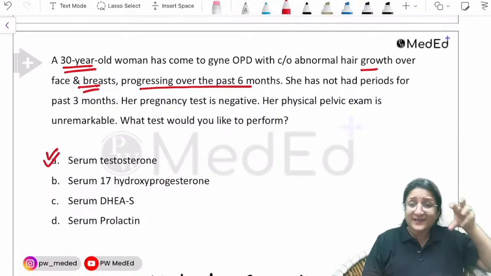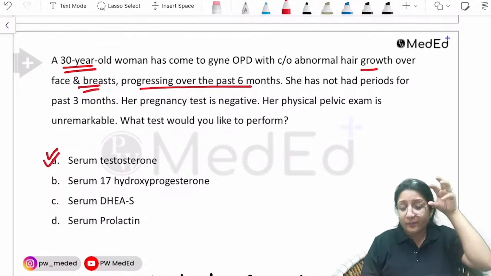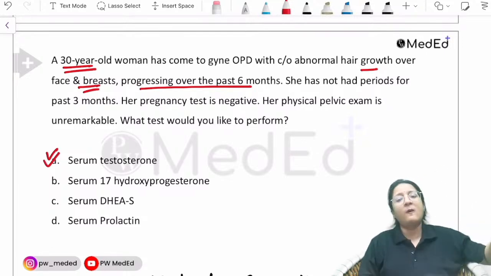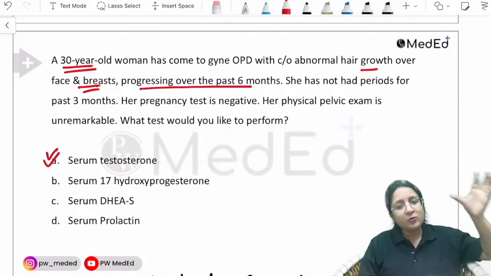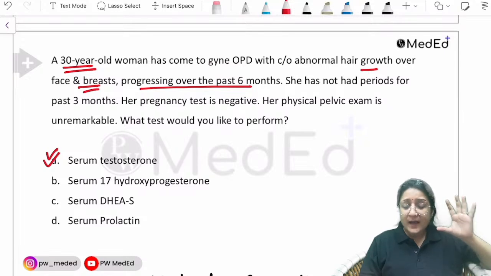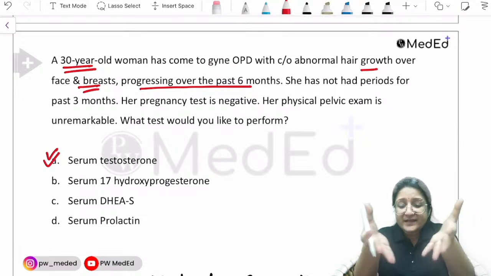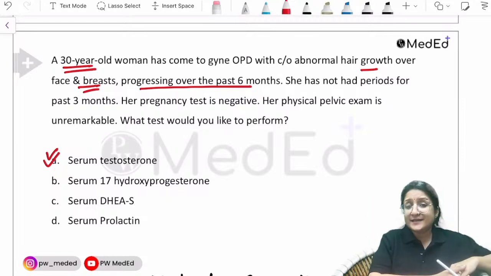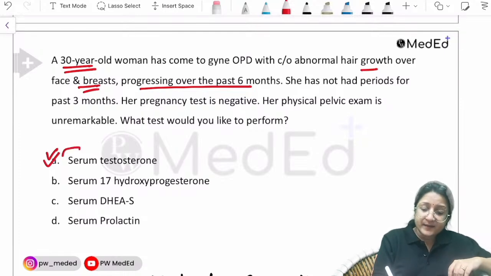Why? You see the difference. The difference is the profile is not that of a PCOS patient. In a PCOS patient, I know the clinical profile is such, I know the testosterone will be mildly elevated. But here, presenting something for the first time at the age of 30, progressing over the past 6 months, it deserves more attention. Maybe there's something other than PCOS.